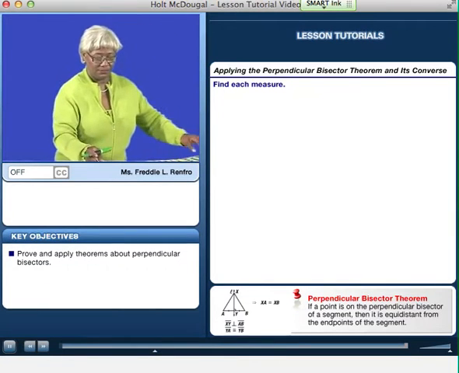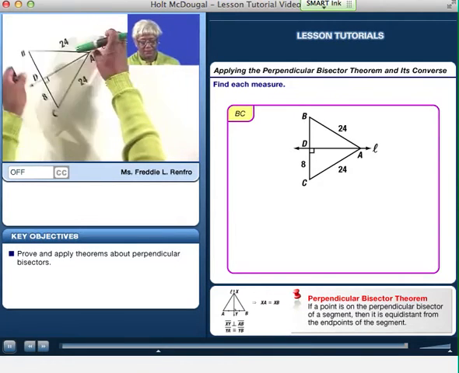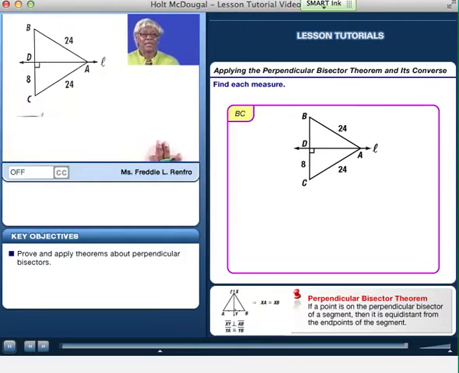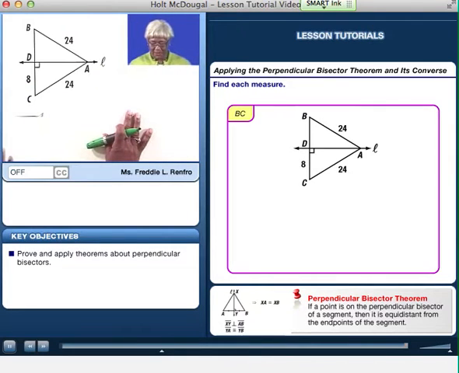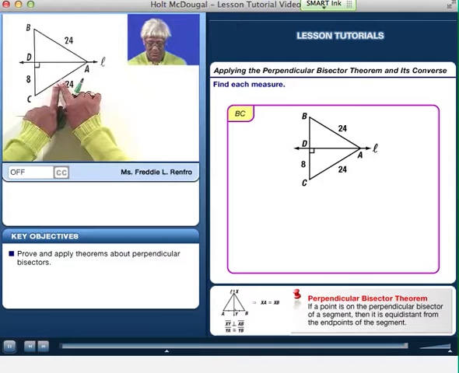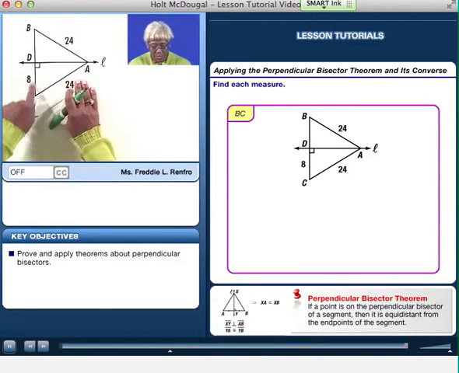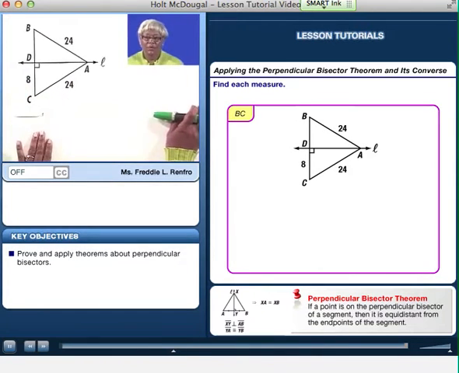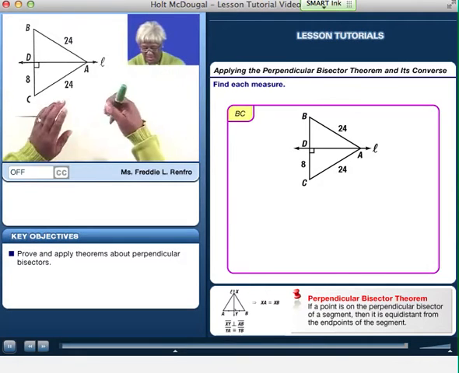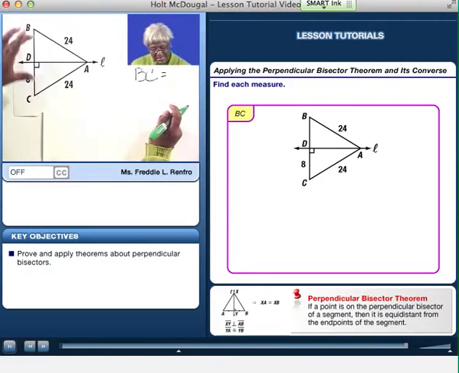Let's look at this problem. Let's turn it around so we can see it. Now, in this case, notice what we're given. We're given that in this triangle, these two sides are equal. And we're also given that we have a right angle formed. And we know the length of line segment DC, which is 8. We're being asked to find BC. What is BC equal to?